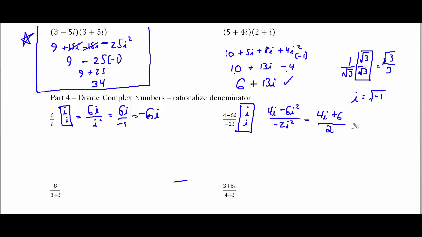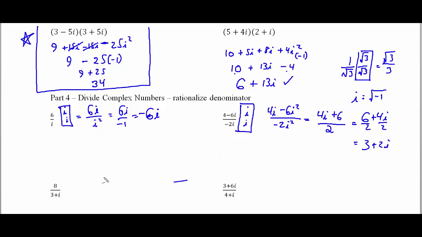Now I'm going to change my numerator order so it fits my pattern of a plus bi, all divided by 2. And I'm going to split this up because I want to divide each of these by 2, and that's going to give me 3 plus 2i. And that, my friends, gives me the pattern that we need to see any time we have an i in the denominator. Just multiply top and bottom by i and you'll get rid of it.